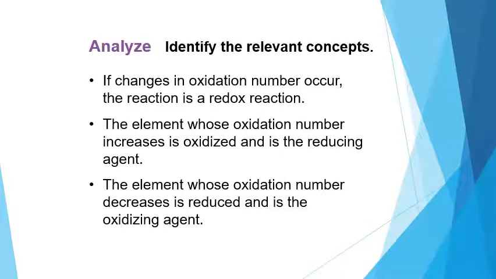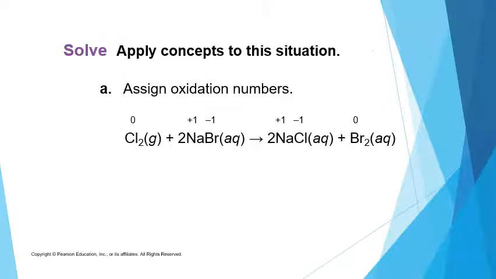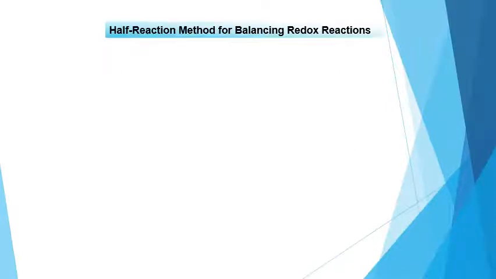So if changes in oxidation number occur, a redox reaction is going on. The element whose oxidation number increases is oxidized and is the reducing agent. The element whose oxidation number decreases is reduced and is the oxidizing agent. So we also already answered that one.